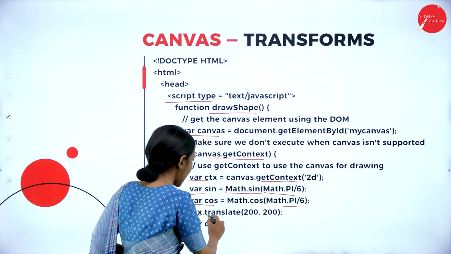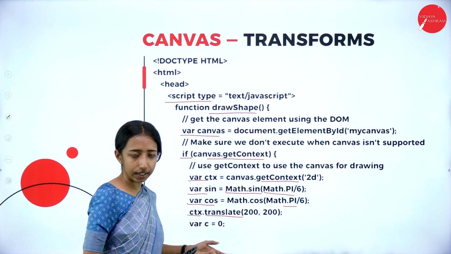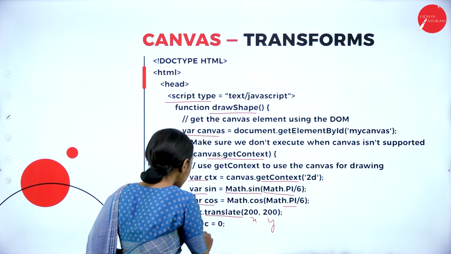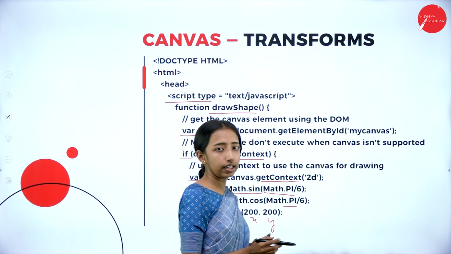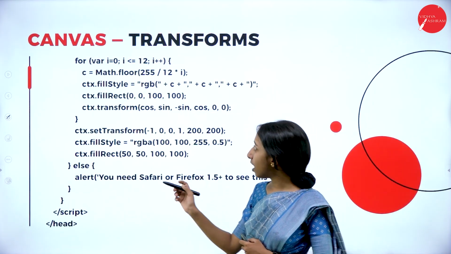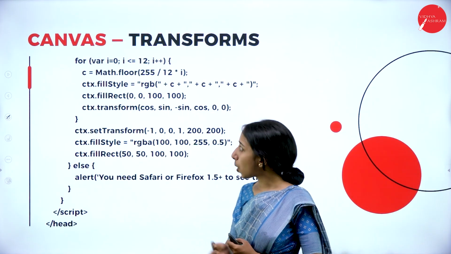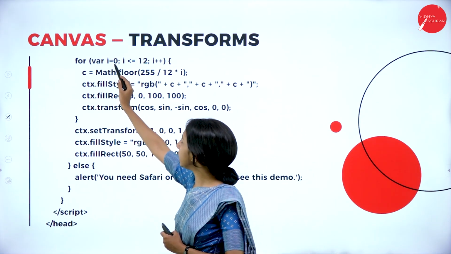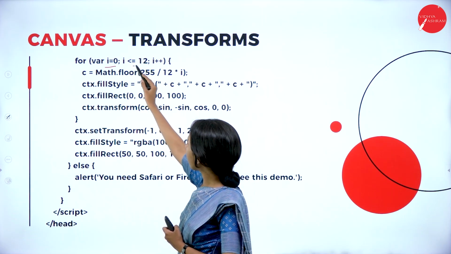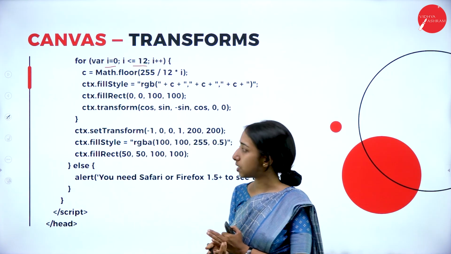So ctx.translate, I am using the translate method with the value of x and y 200, and here I have taken another variable c and I have initialized it to 0. Next, here I have taken the for loop. Inside the for loop I have given the initialization of i equals 0, i less than or equal to 12, and i++.